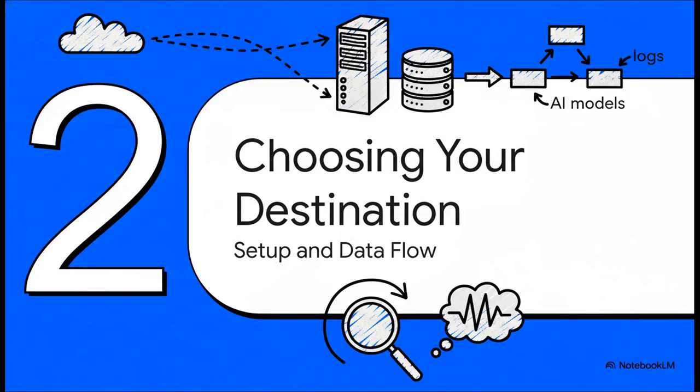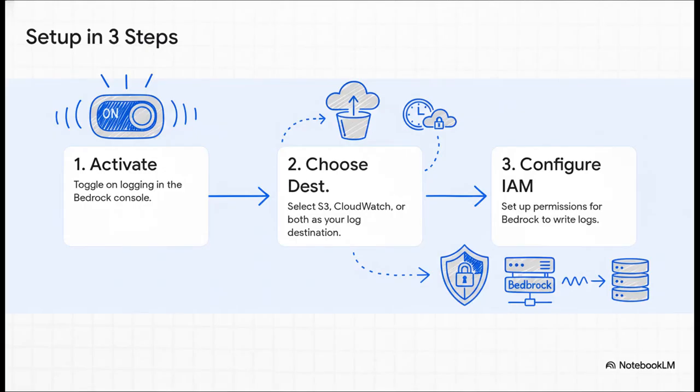All right, so I'm hoping you're sold on the why, so let's get into the how. We're going to look at how to set this up and where all this super valuable log data actually ends up. And the good news is, the setup is surprisingly simple. It really just boils down to 3 main steps you do right in the Bedrock console. First, you just activate the logging toggle. Second, you pick where you want the logs to go: S3, CloudWatch, or hey, even both. And third, you set up the necessary IAM permissions so Bedrock can actually write to those places.